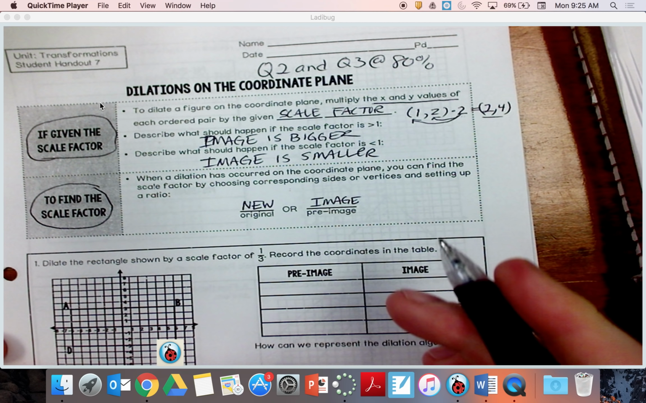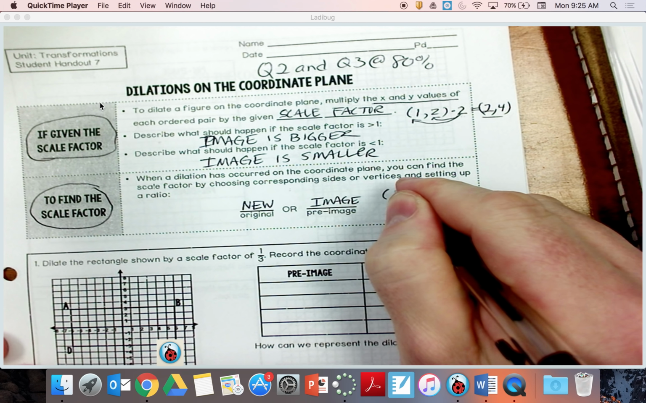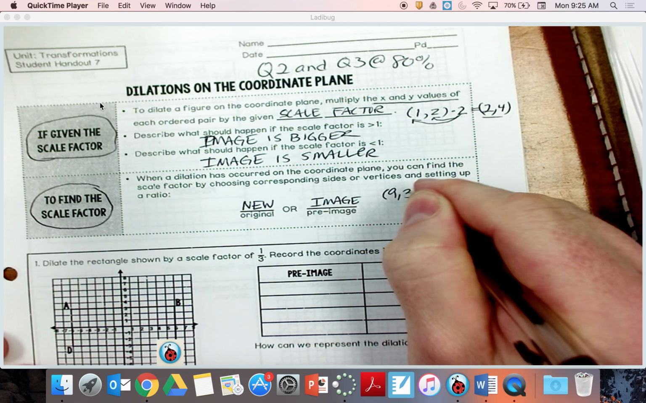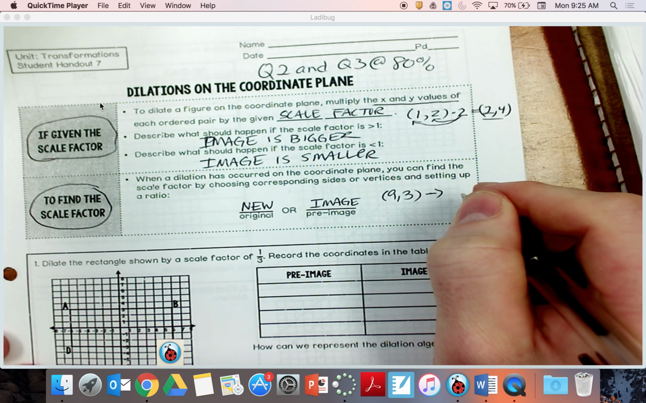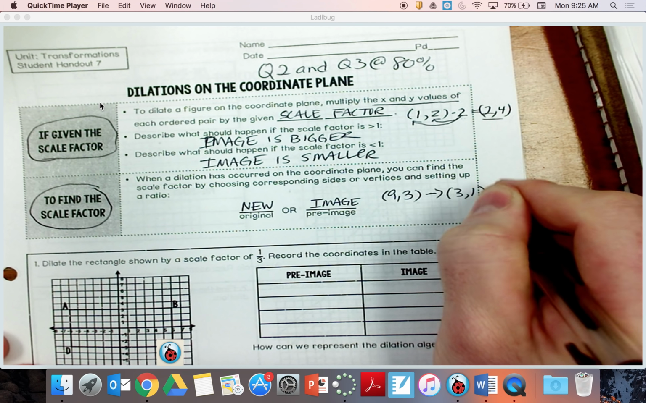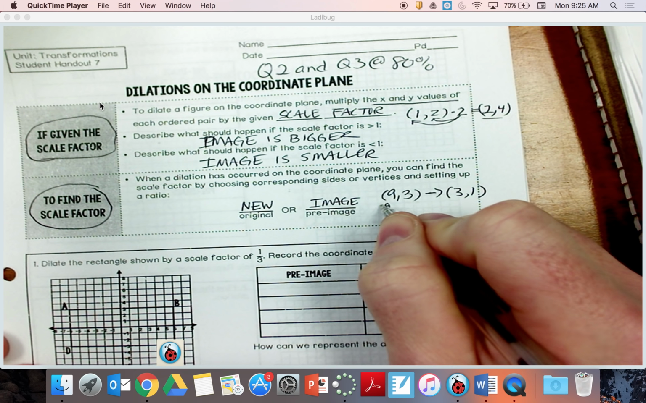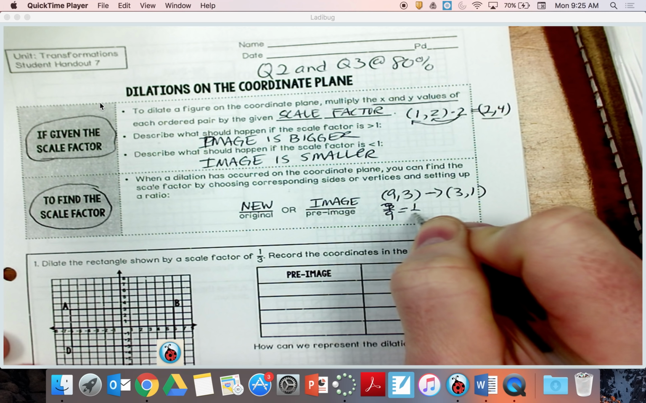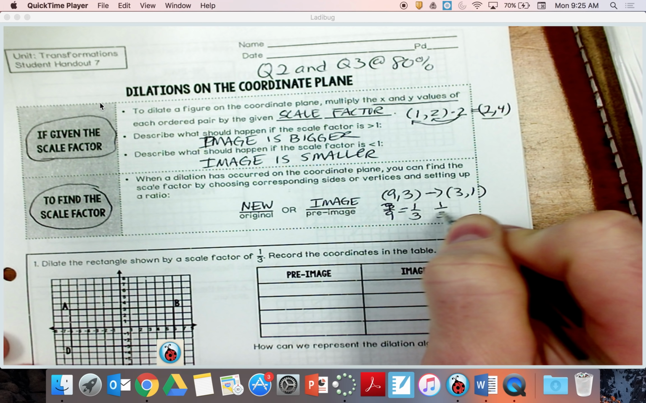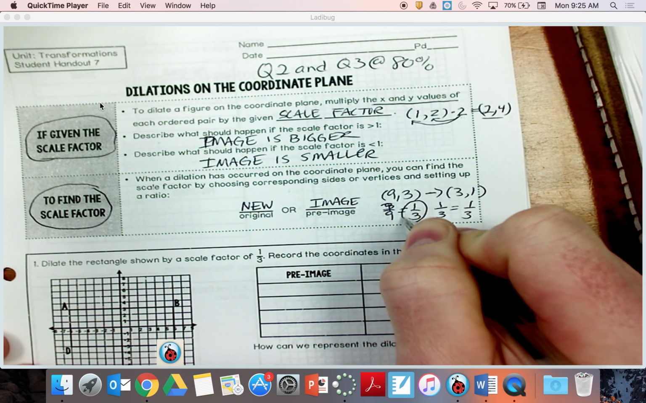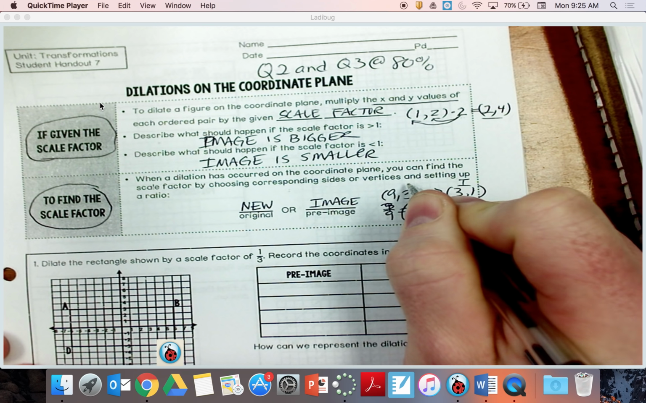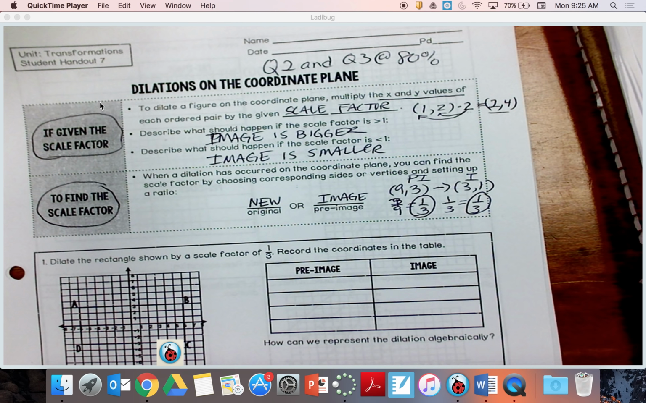And what I mean by that is if you had an ordered pair, say, I don't know, let's think of one here, 9, 3, and it goes down to 3, 1, you would take the 3 over the 9, which would give you 1/3, and then you would also do the 1 over the 3, which would also give you 1/3. So that would be your scale factor. This would be my image, this is my pre-image, and I would just put it into my formula and go from there. So that's basically what we're doing here. It's just some multiplying and some dividing back and forth as we go.